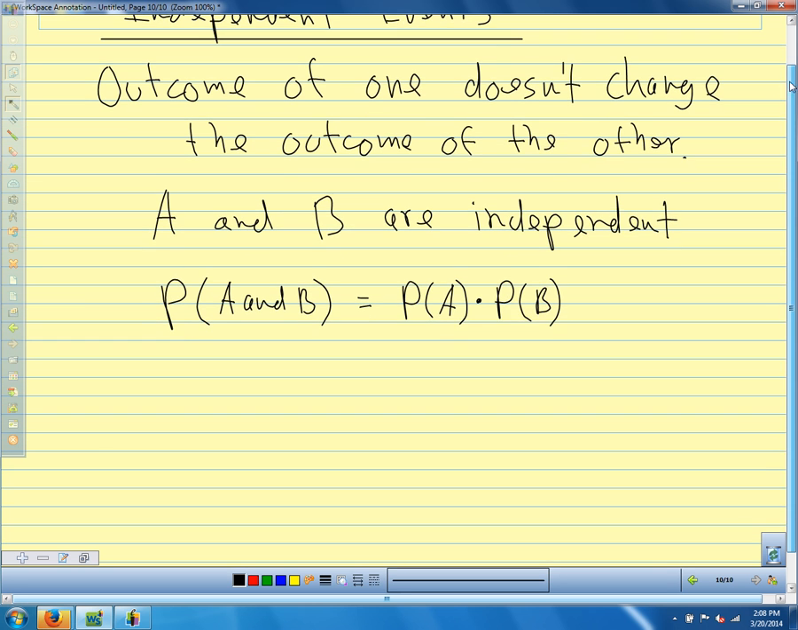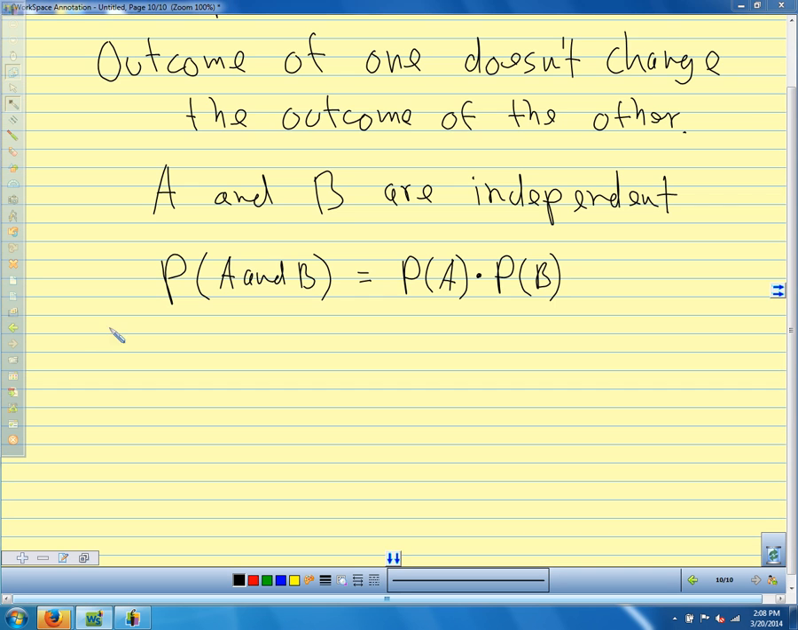So let's do an easy example that has to do with independent events, and then we'll talk about the complement of an event. So let's say we flip a coin.